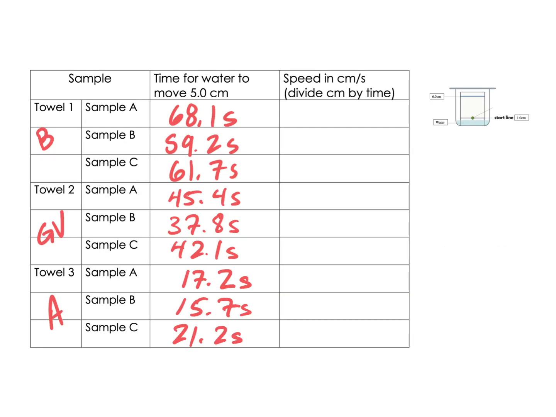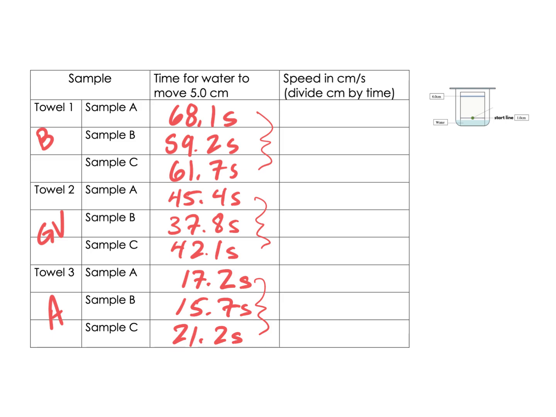And so when we took the time for each of our towels, here are the 3 times that we got for Brawny, here are the 3 times that we got for Great Value, and here are the 3 times that we got for Amazon. You might take a moment right now to pause the video and record this data in your data table.